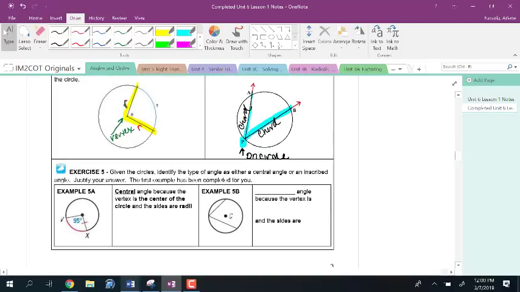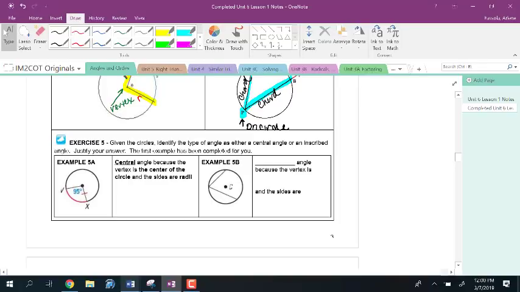So now what we want to do is just determine what type of angle we have and kind of justify why we said what we did. So here in this picture, we know we've got a central angle because the center is the vertex and the sides are radii. This angle here would be an inscribed angle because the vertex is on the circle and the sides are chords.